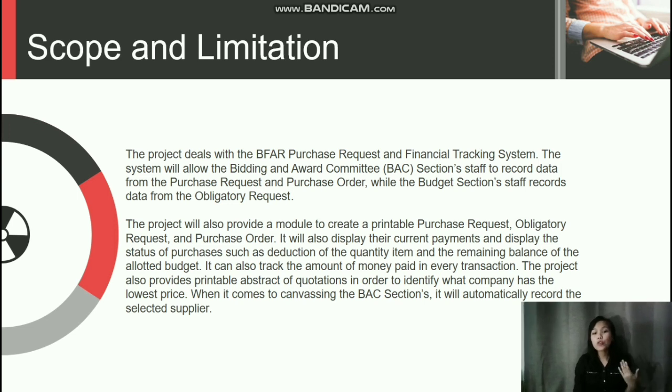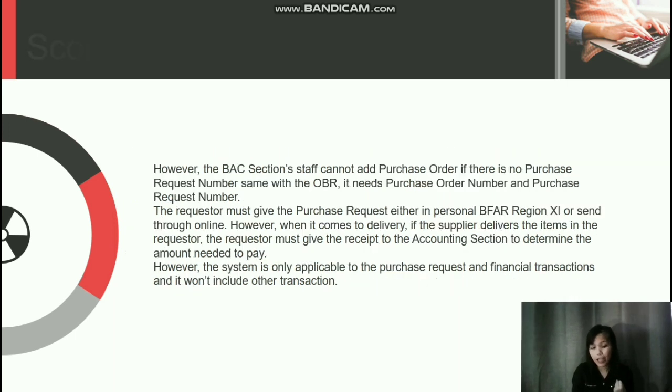The project also provides a module to create a printable purchase request, obligatory request, and purchase order. It will also display the current payments and display the status of purchases such as deduction of the quantity item and the remaining balance of the allotted budget. It also tracks the amount of money paid in every transaction. The project also provides abstract of quotations in order to identify what company has the lowest price. When it comes to canvassing, the BAC section will automatically record the selected supplier.